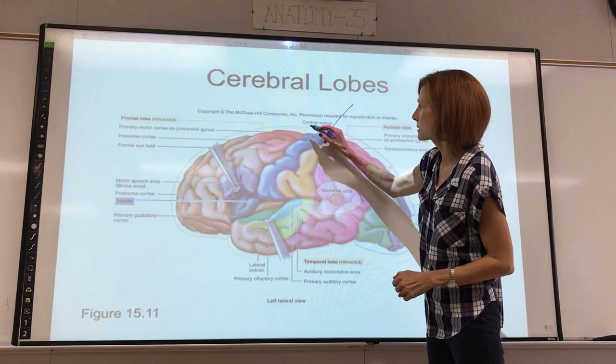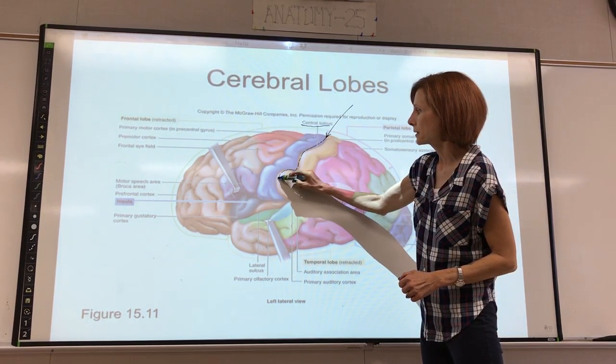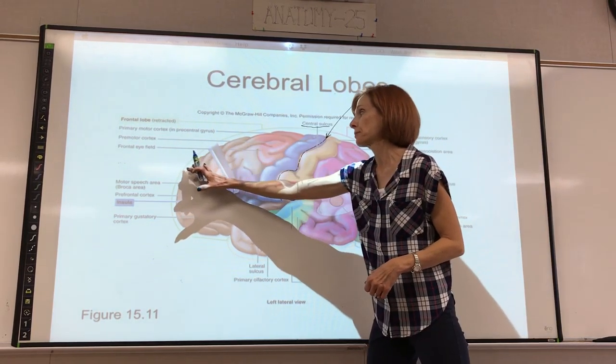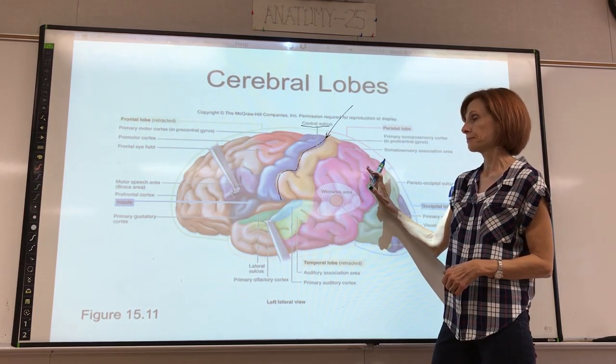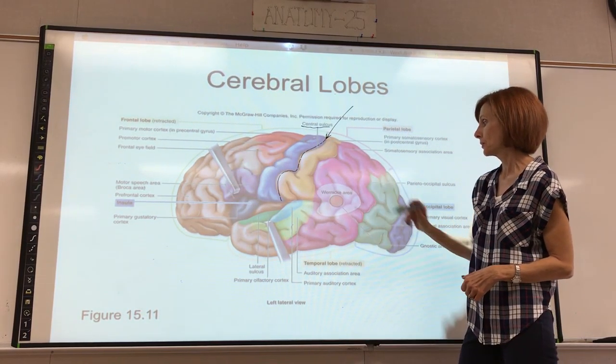Okay, so you can see it's labeled as the central sulcus, and it would go down like that, okay? So that is the central sulcus. It separates the frontal from the parietal lobes. Okay, separates the frontal from the parietal lobes.